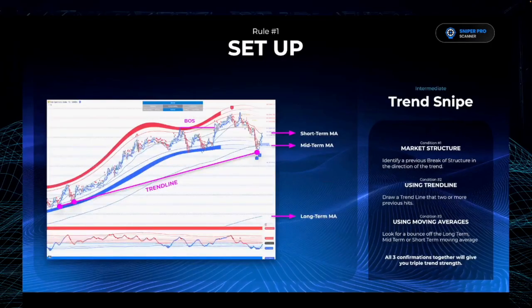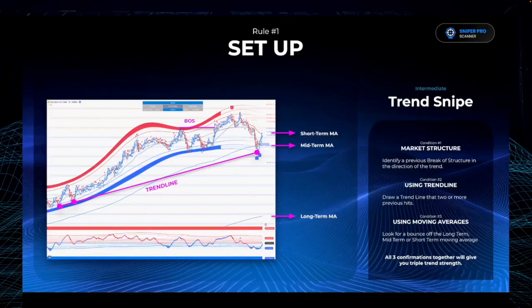Now moving on to the next setup, which is the trend snipe. The trend snipe requires a little bit more trading education, and this is an intermediate setup. The trend snipe has three different conditions as well. The first condition you want to look at is the market structure. You want to be able to identify a previous break of structure in the direction of the trend. If the market is trending up, you want to make sure that there was a previous bullish break of structure, as you see in the example here.